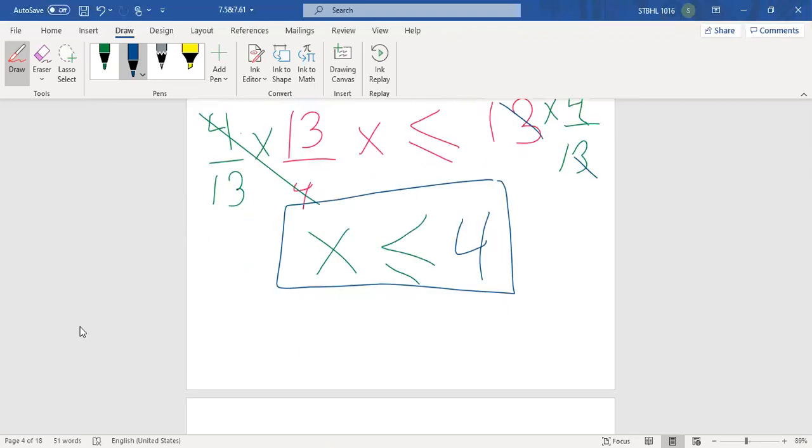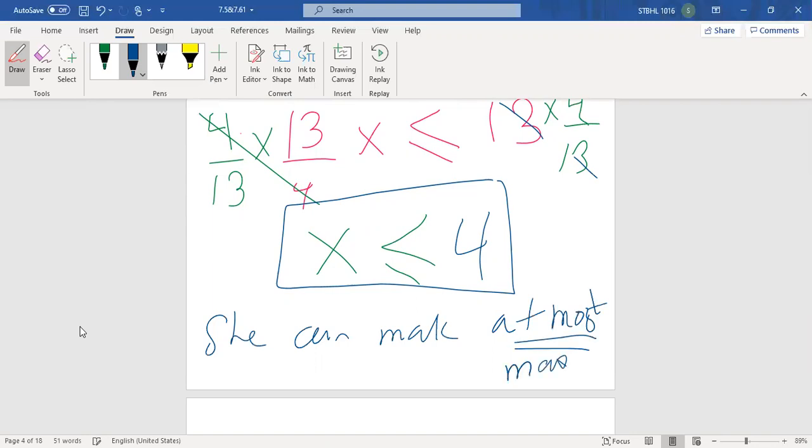So she can make at most, or maximum, number of batches. How much? Maximum, at most she can make 4 batches.